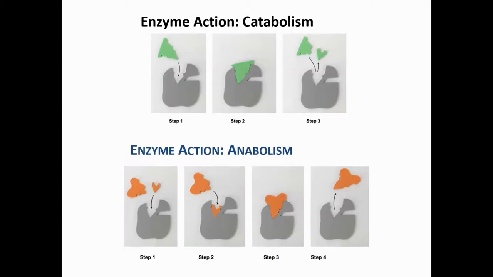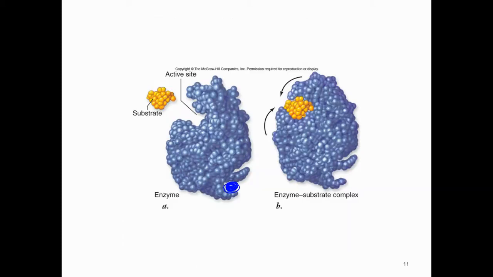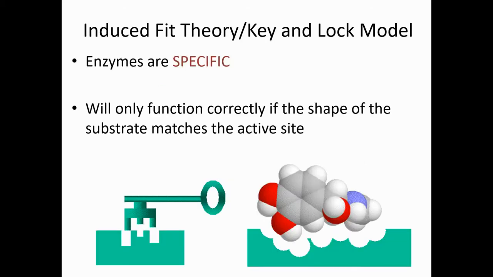Here's just another couple pictures, right? Catabolism, right? Catabolic reaction where we are breaking down. So enzyme, right, is gray. Green is the substrate, goes in, binds, chemical reaction occurs. And here's an anabolic reaction, which would be the opposite, creating a larger molecule. Just again, another picture, a lot of good pictures here. Substrate goes in, enzyme goes around it, kind of creates that induced fit, right? And reaction will occur.